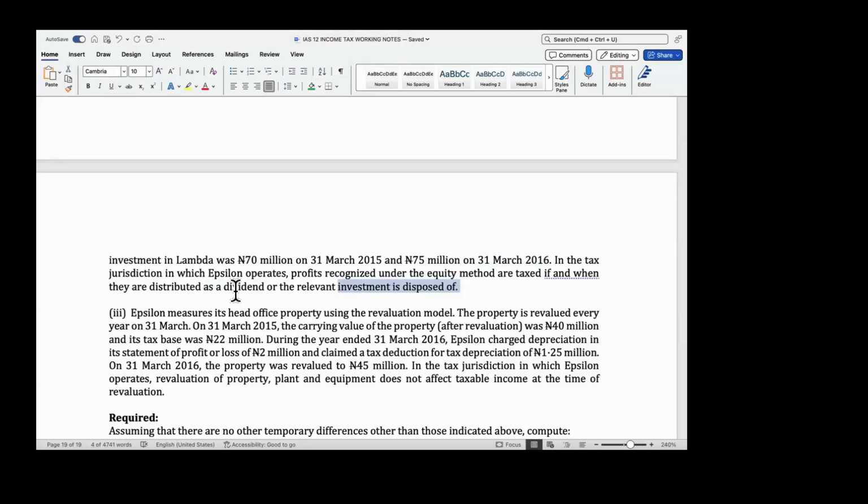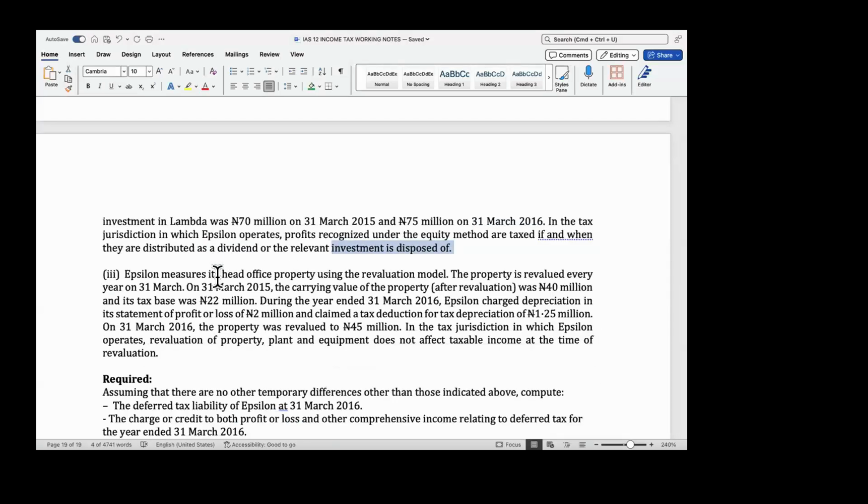And the third one says Epsilon measures its head office property using a valuation model. The property is revalued every year on 31st March. On 31st March 2015, the carrying value of the property was 40 million and the tax base is 22 million.